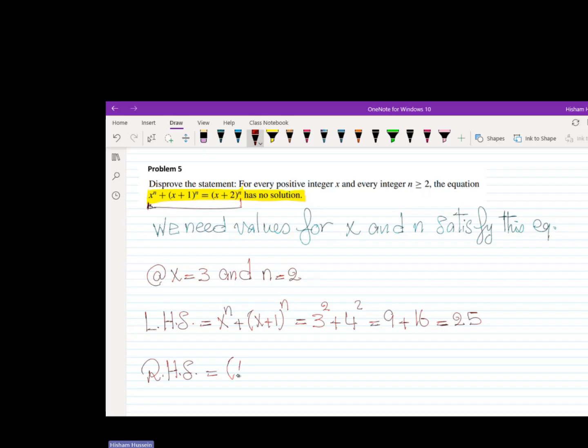What about the right hand side? It's (x plus 2) to the power n. X is 3. 3 plus 2 is 5, to the power 2. This equals 25. So this means that x equals 3 and n equals 2 is a counterexample for this statement.